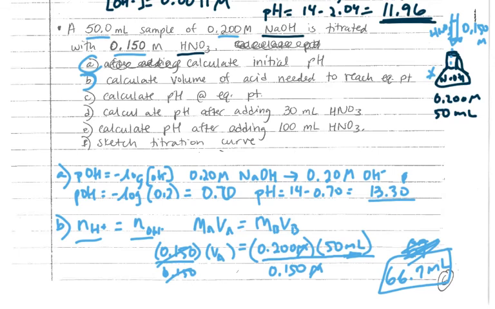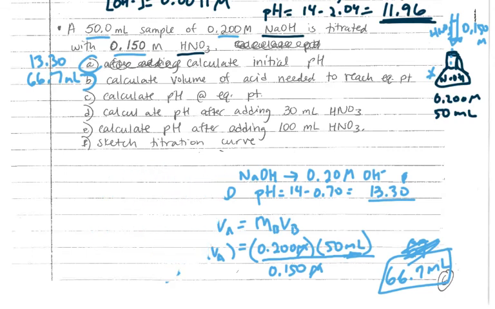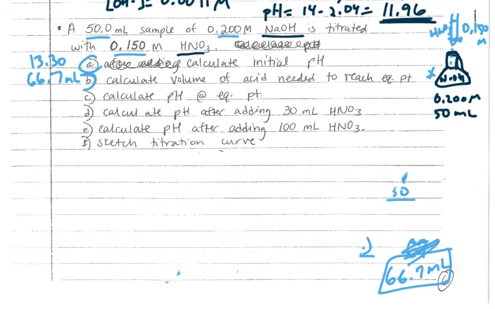Okay, so I'm going to write these answers in up here. The answer to A is 13.30. The answer to B is 66.7 milliliters. And I'm going to do some erasing. There's some more space on the next page for you to do work, but I want to keep it all together. So I'm just going to erase this and do part C. And I'm going to run out of time and have to do D, E, and F in the next video.